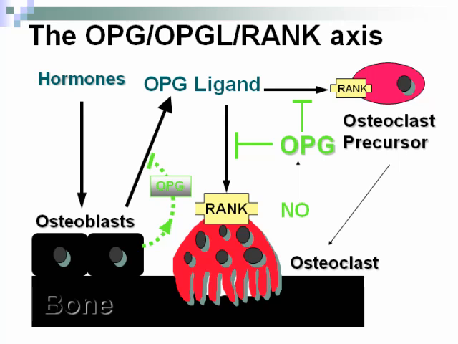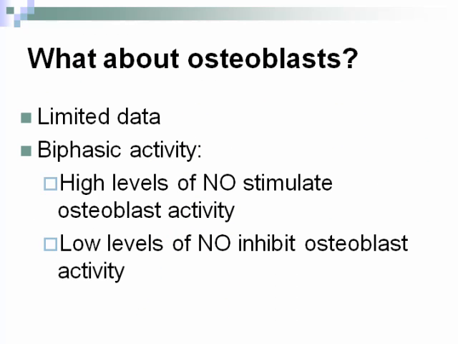This is just an example of what nitric oxide does. Nitric oxide would act to form OPG, which would then inhibit OPGL and allow for decreased osteoclast activity. What about osteoblasts? We don't really have a lot of data on the role of nitric oxide in osteoblasts. However, we think that probably there's biphasic activity in that role as well, so that high levels of nitric oxide stimulate osteoblast activity, and low levels of nitric oxide likely inhibit osteoblast activity.